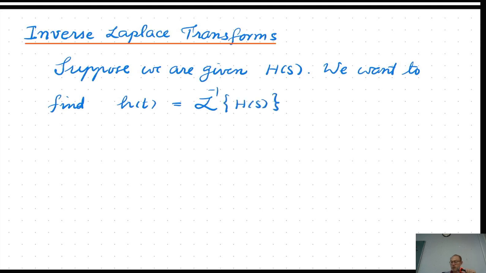We're given the s domain function H of s. We would like to find the corresponding time domain function. How do we do that? Usually in engineering, the H of s that is given is in the form of a rational function.